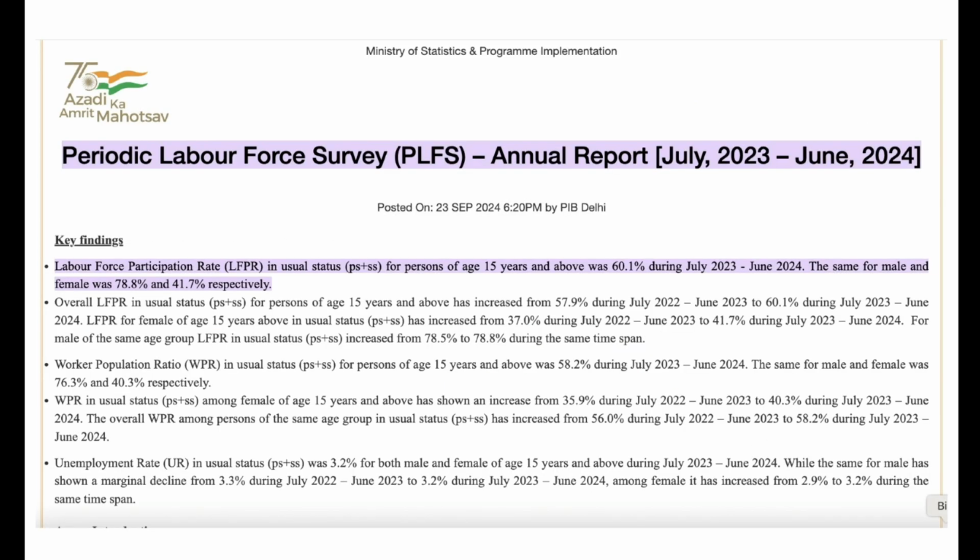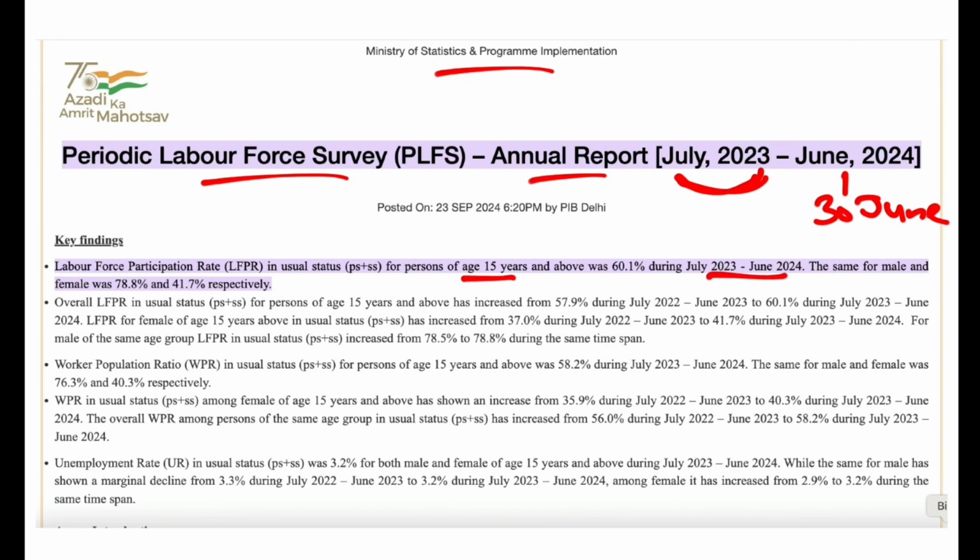So how much was it? So you can see Ministry of Statistics, they gave the data, and by the way, Periodic Labor Force Survey data annual report is from July to June. So this was from 1st of July 2023 to 30th of June 2024. Labor force participation rate for people who are above the age of 15 years and above. So during this year, July to June, it was 60.1%.